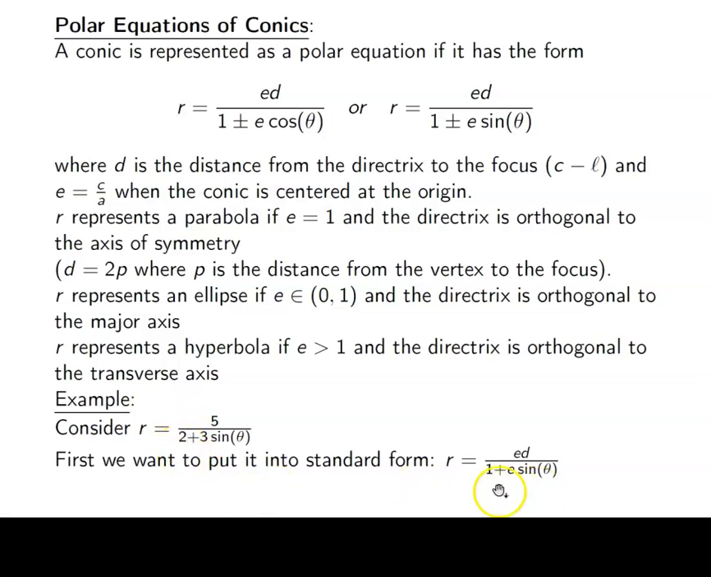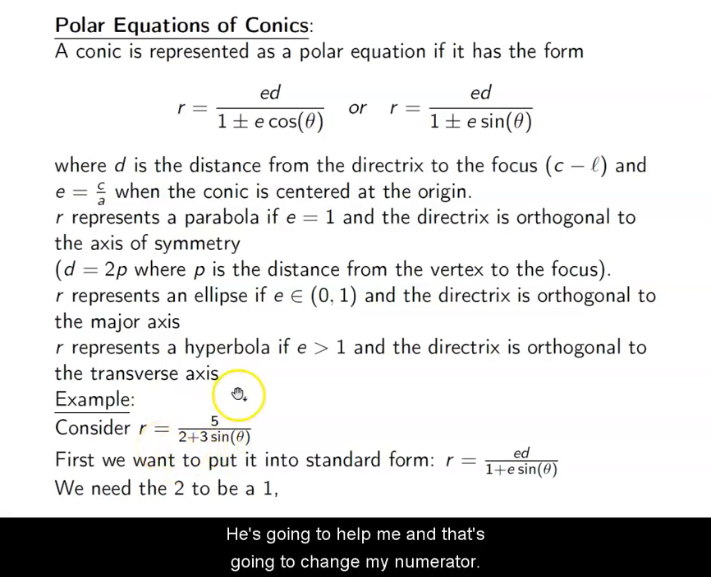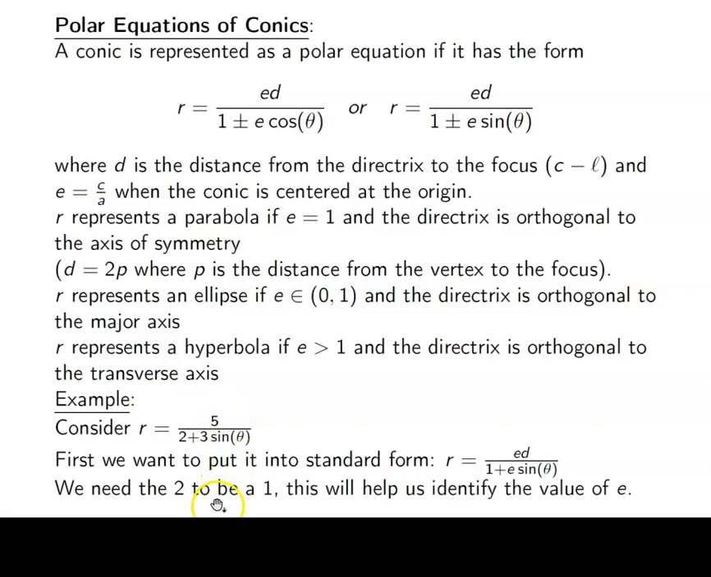I need this to be a 1. So I'm going to pull out my 2 first. Okay. So I'm going to factor out a 2. So this will be 2 times, this will be 1/2 times 1 plus 6, right? But pulling out a 1/2 here is going to help me, and that's going to change my numerator. Okay. So once I can pull this out and turn this into 1, it'll be really easy to figure out what E is because I pulled out that factor. Then I know it's multiplied times my cosine or sine, right?